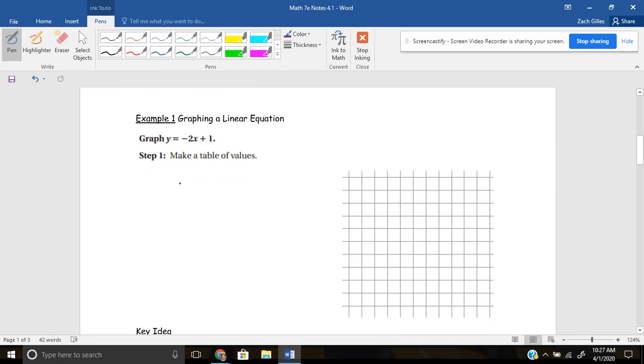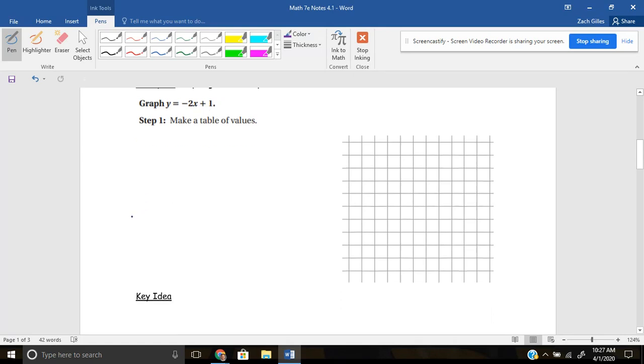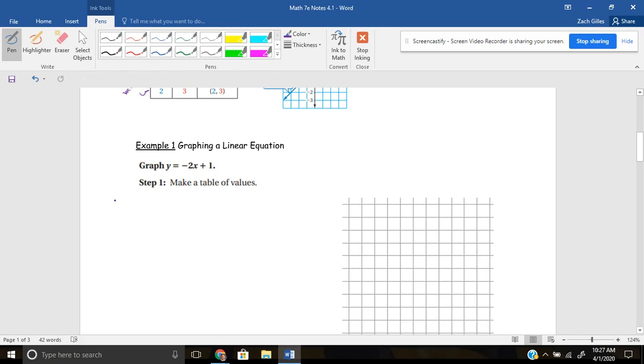It says graphing a linear equation. Graph y equals negative 2x plus 1. So the first step in doing that is to make a table of values. And there are lots of different ways to do this. I'm going to show you a T-chart in just a second. But the first one, I'll show you how the book teaches it. And they both work. They're the same thing, essentially. I just think a T-chart is a little bit simpler. But let's make a big table of values here.